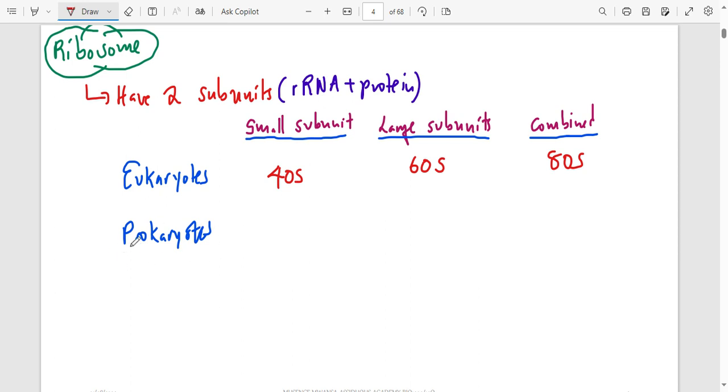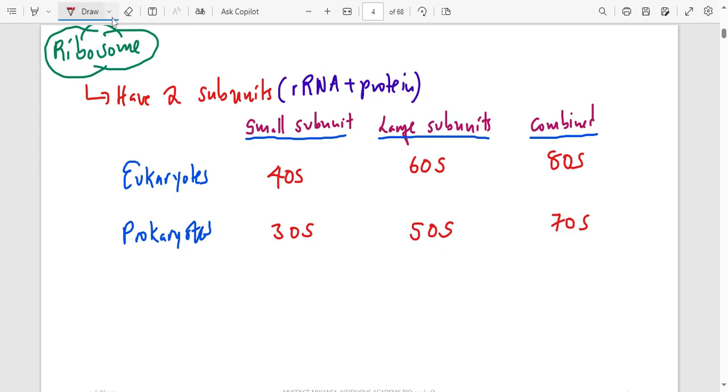Now, to get what is in a prokaryotic cell, just remember that a prokaryotic cell is smaller than a eukaryotic cell. So just take the numbers that you can see on top and remove a 10. The small subunit is going to be the 30S. The large subunit is going to be the 50S. And if you combine 30 and 50, you are going to get 70S. As easy as this.